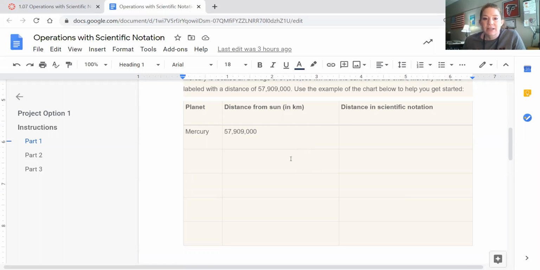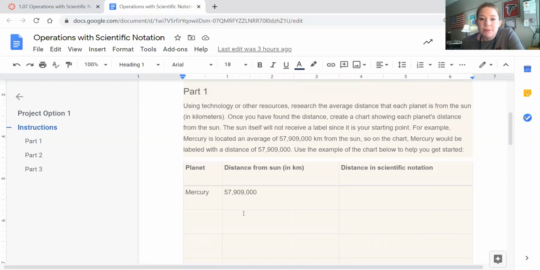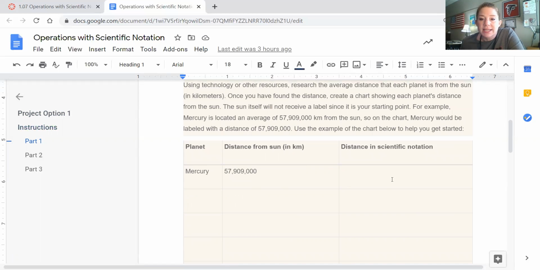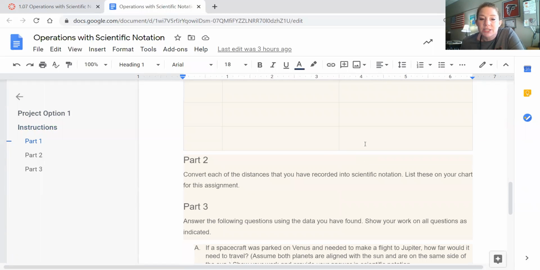You're going to figure out, using a resource of your own choosing, how far each of these planets are from our sun. You're going to obviously round it. So they rounded Mercury to the thousands place. And so you're going to tell me how far each planet is from the sun. And then the next part says to write these numbers in scientific notation. Part 2, convert each of the distances that you have recorded into scientific notation. List these on your chart.